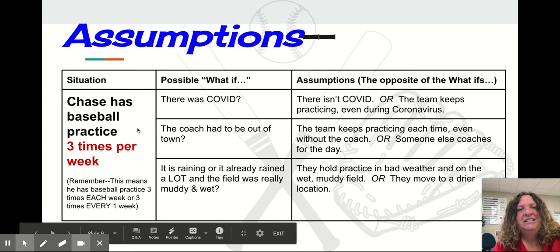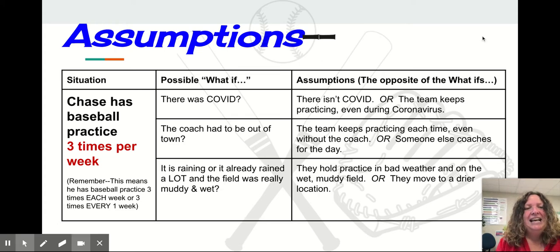So here's the situation. Chase has basketball practice 3 times per week. Remember, that means he has basketball 3 times each week, 3 times every 1 week. Now, we could make a rate table out of that. We could do 3 times of basketball in 1 week. After 2 weeks, he would have had 6 practices. Oh, am I saying basketball? Baseball. Sorry, I think I'm reading the wrong thing. Baseball. Chase is playing baseball, and he has practice 3 times a week.